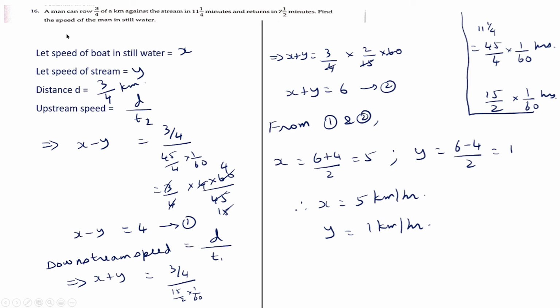We need to find only the speed of man in still water. Therefore, speed of man is equal to 5 km per hour in still water.